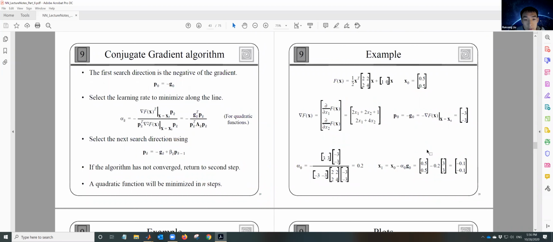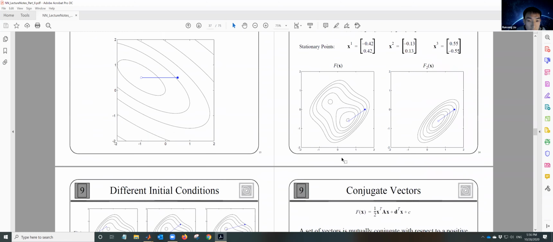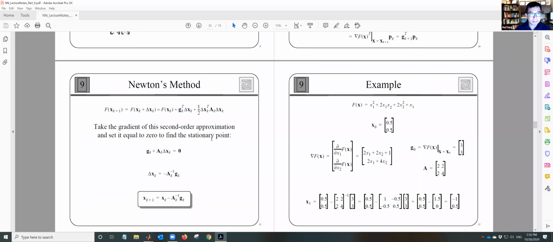Yes, so I have a question about Newton's method. Because you are approximating the function locally, does it guarantee that the approximated function bounds the original function?